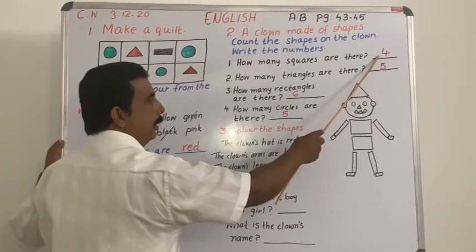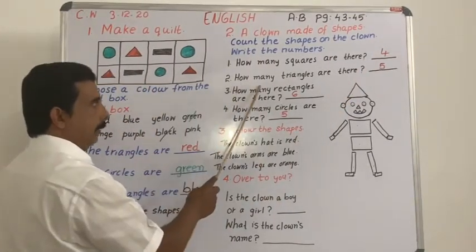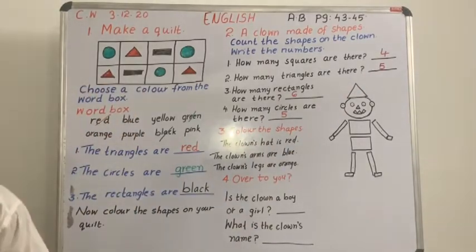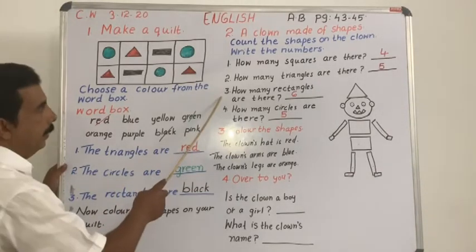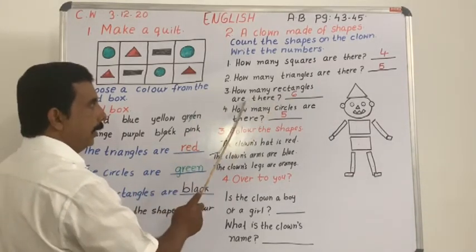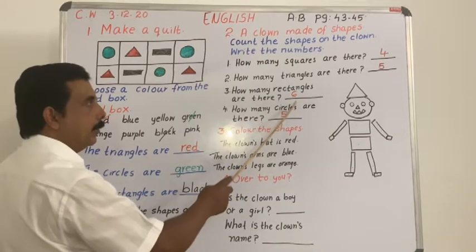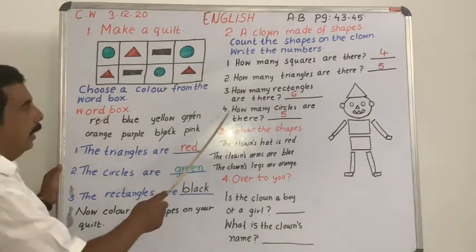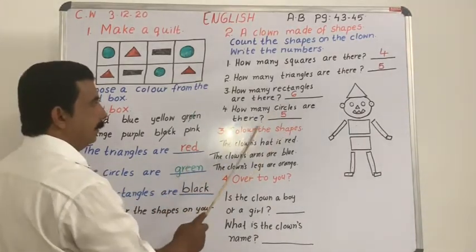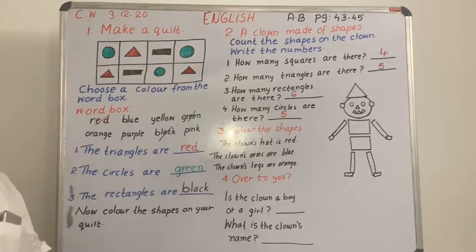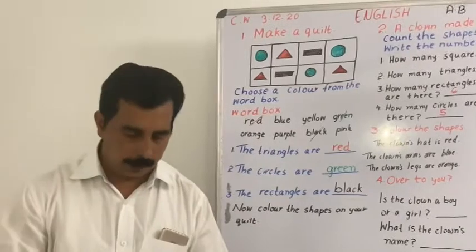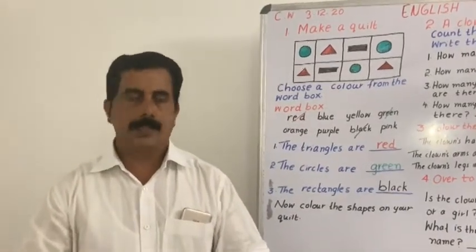Answer together, children. Four. How many triangles are there? Five. You are not reading? Okay. Ashman, read number three. How many rectangles are there? Say together, children. Answer. Six. And who wants to read last? Musa. How many circles are there? Five. Check your answers. Is it correct? Hamad, is it correct, children? Siddiq, are your answers correct? Did you write correct answers? Suleiman, everything correct? Very good.